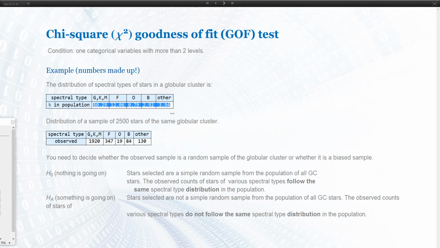We know something like 80% is a G, K, or M star, 12% an F star, 0.8% an O star, and 2.9% a B star. Yeah? And we have some others that are maybe difficult to assign. And now we have a sample, and we would like to know, is there a difference between how our sample is distributed across spectral types compared to the population?